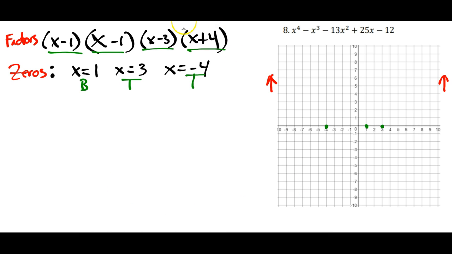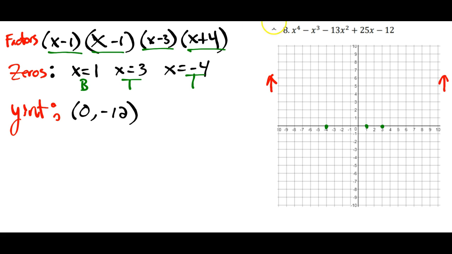Pay attention to your y-intercept. The y-intercept happens when x is equal to 0. If I put 0 in, this becomes 0, becomes 0, 0, it crosses at negative 12. So the y-intercept is at 0, negative 12.